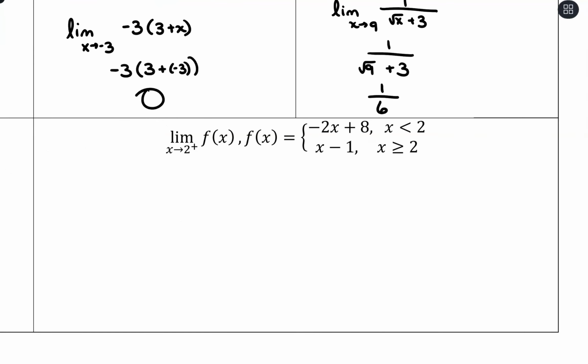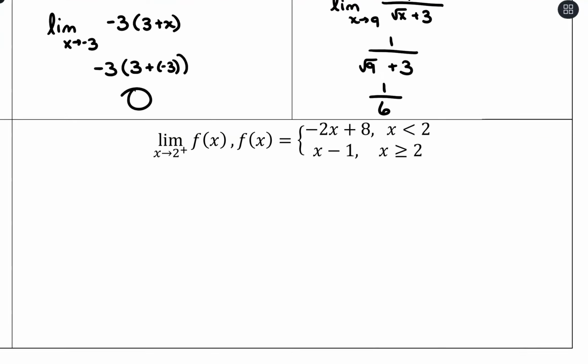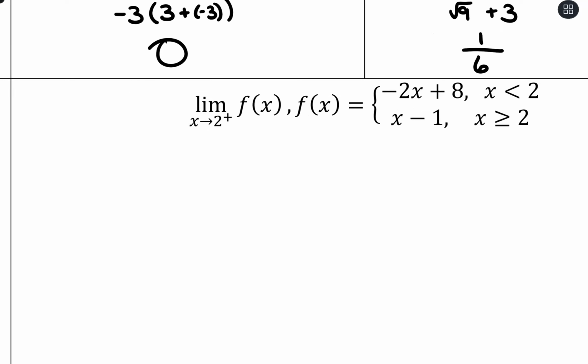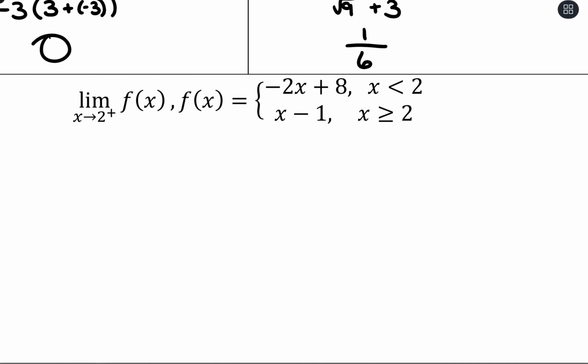Okay, last example here. I know this is a long one, but with a piecewise function, we kind of looked at how to do this with a graph. What we'll do is look at how to evaluate this algebraically. So we're approaching 2 from the right-hand side. So with that, we have two functions: negative 2x plus 8 when x is less than 2, and x minus 1 when x is more than or equal to 2.